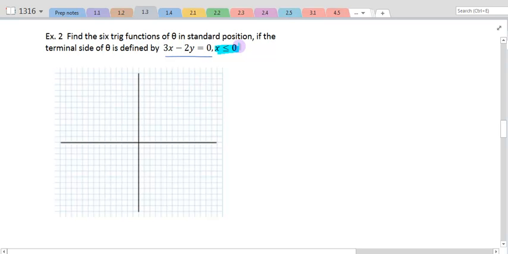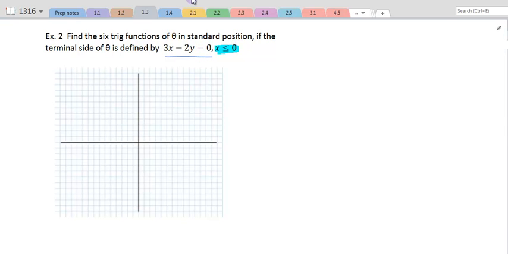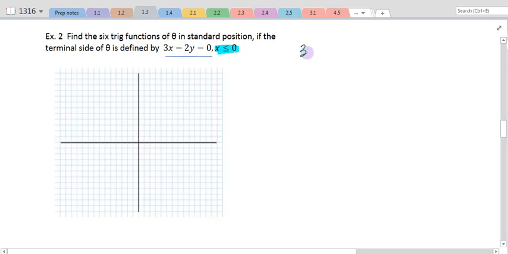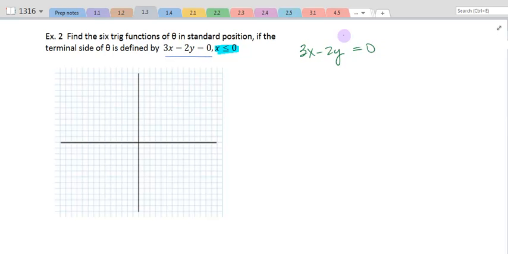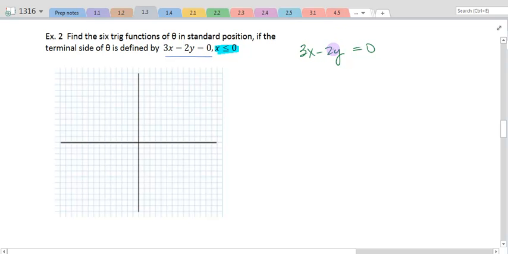So we need to go back and think about, how do I graph a line like this? Let's take this line and rewrite it over here. We've got 3x minus 2y is equal to 0. Hopefully you remember from Algebra 1, the easiest way to graph a line is to put it in its y equals form. So we're going to solve this equation for y.